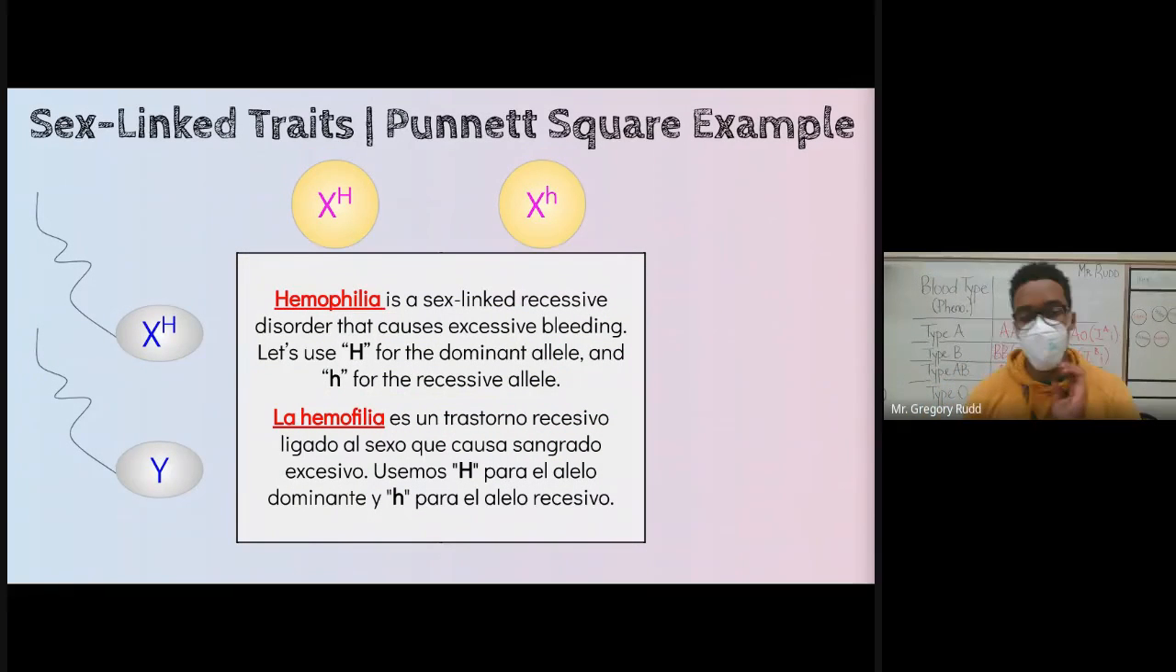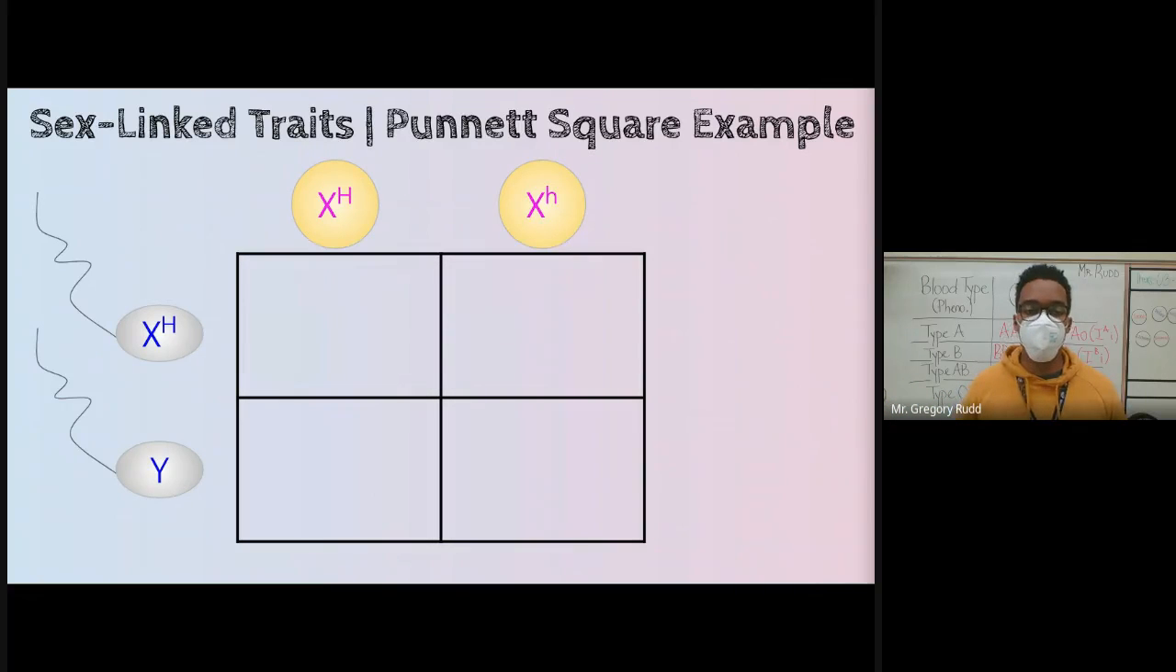All right, let's do a practice problem. This problem says, hemophilia is a sex-linked recessive disorder that causes excessive bleeding. Basically, this is a disorder that prevents your blood from clotting so that even small cuts and bruises bleed a lot. It's extremely dangerous. And it's a sex-linked trait. So we're going to use the letter capital H for the dominant allele and a lowercase h to represent the recessive allele. On the outside of this Punnett square that we're about to reveal, we can see the parents' information.